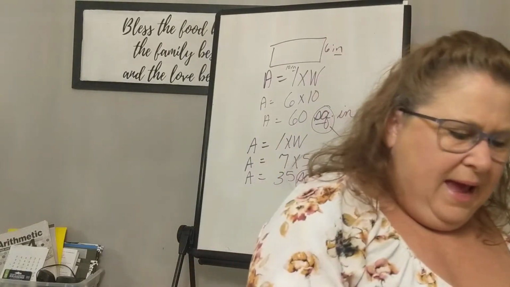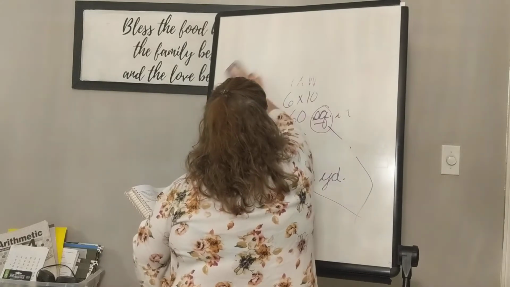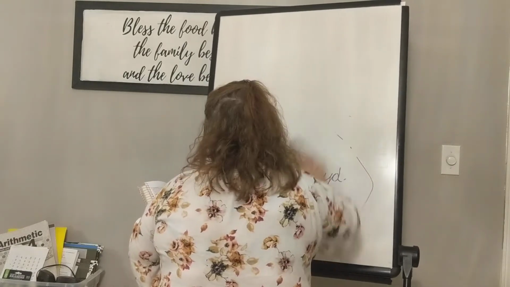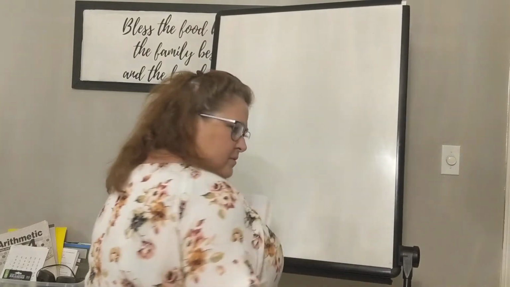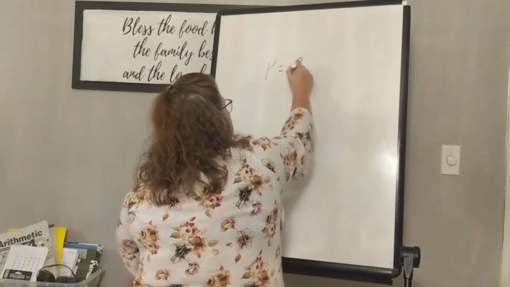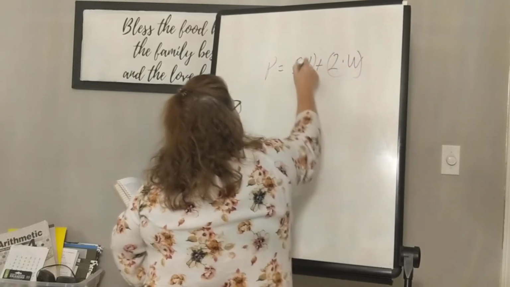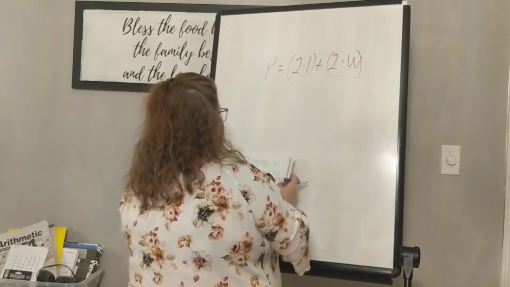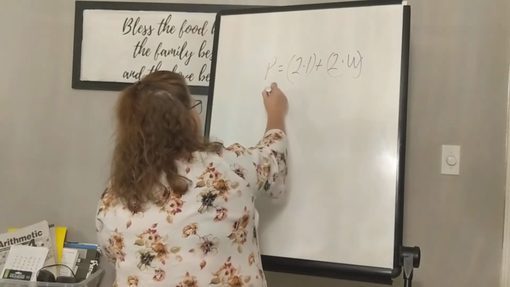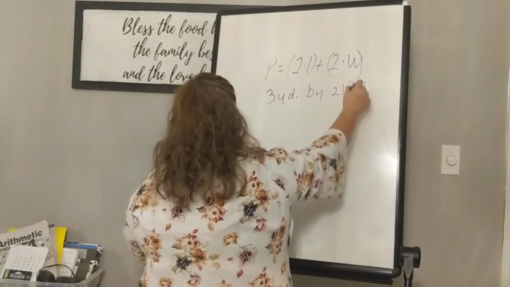Turn your papers to the back side, and I want to do section 4B with you on the back. So we are back to finding perimeters. 2 times the length plus 2 times the width. Okay, so we have 3 yards by 21 feet.